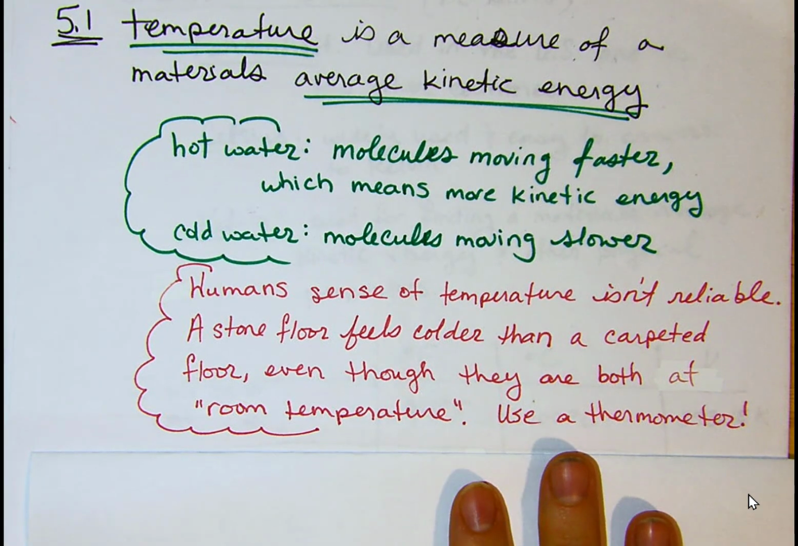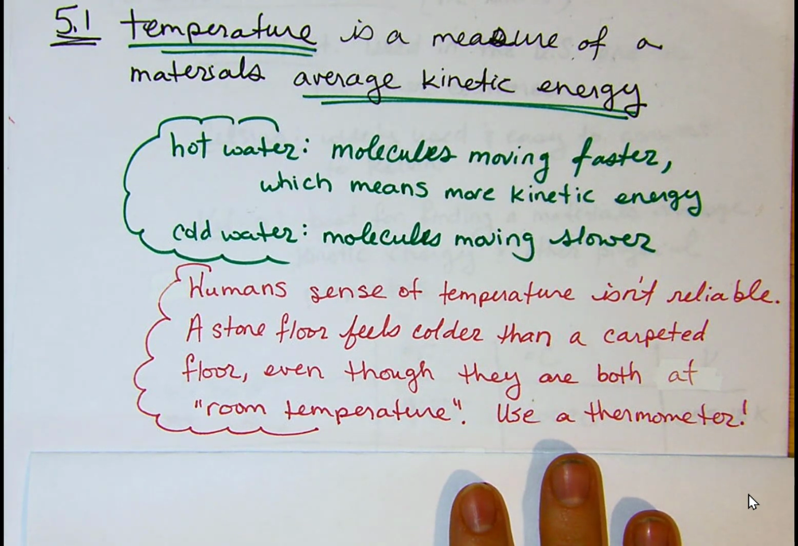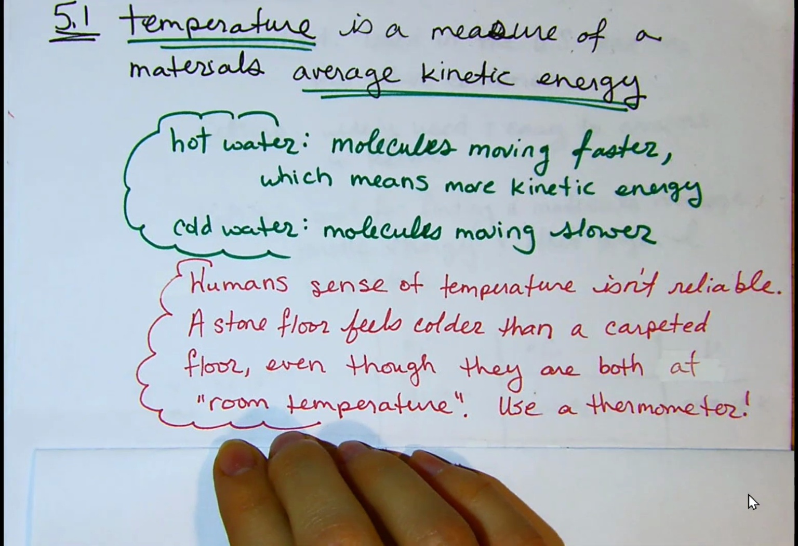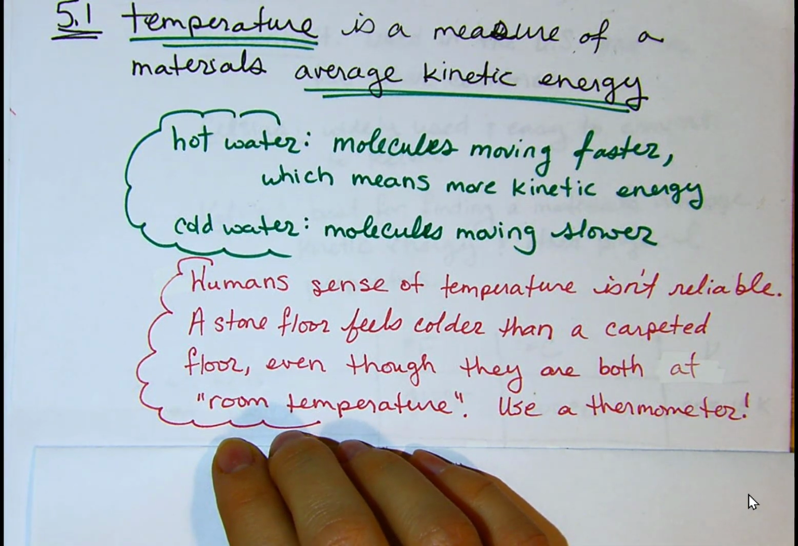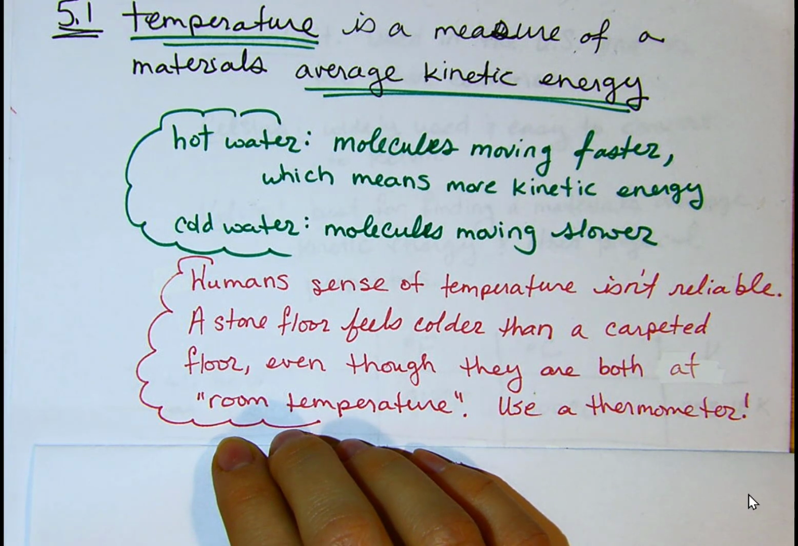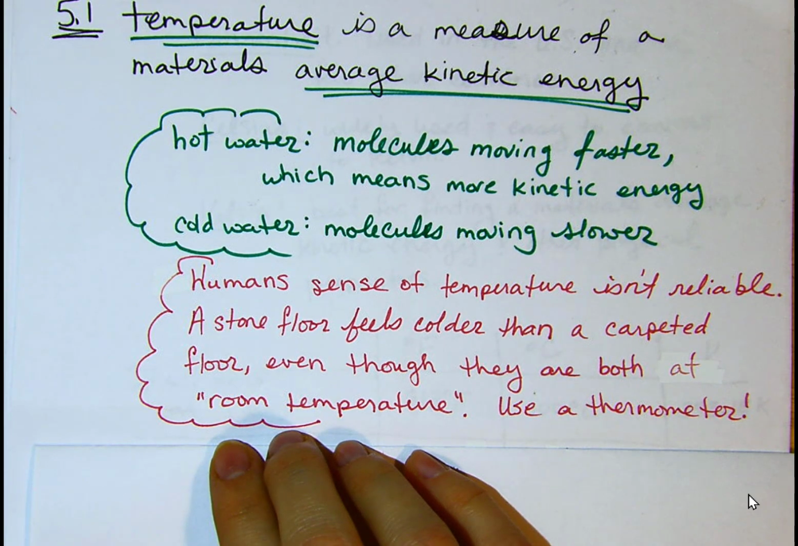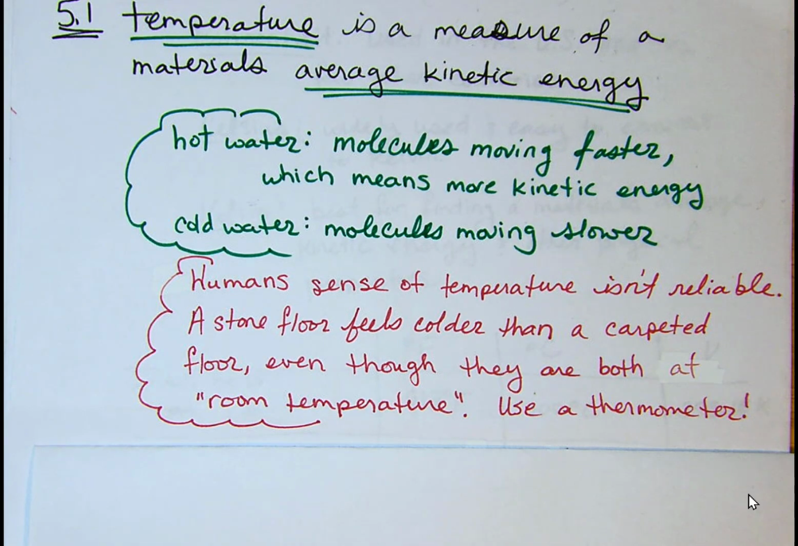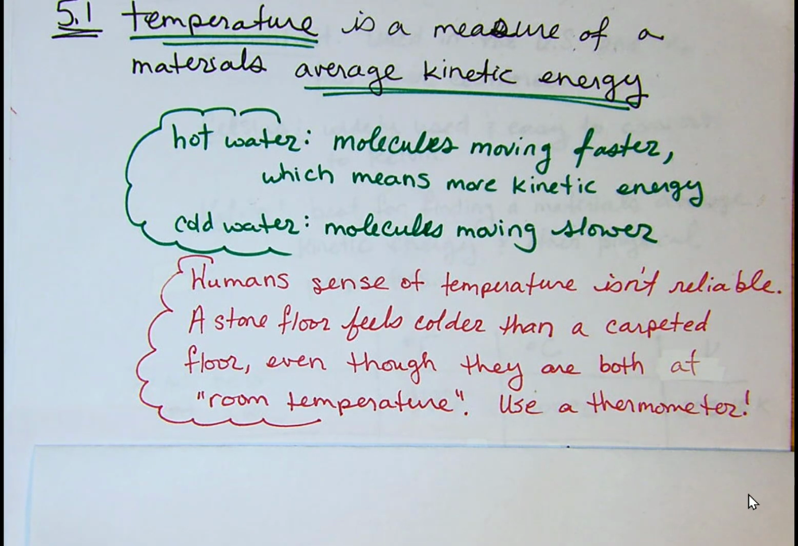All right, one handy thing to note is our sense of temperature is not reliable. A good example of that is if you roll out of bed in the morning and you put your feet on a stone floor, like stone tiles, it feels really, really cold. But if you put your feet onto a rug or a carpet, it won't feel near as cold, even though both the stone tiles and the carpet are at room temperature. Why they feel different is because the stone tile would be a good conductor of heat. It would allow the warmth of your foot to escape faster into the tile.